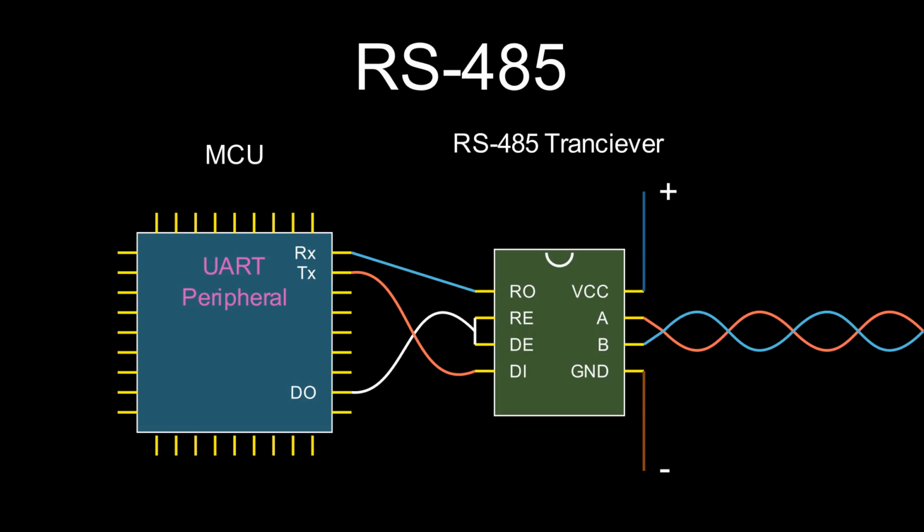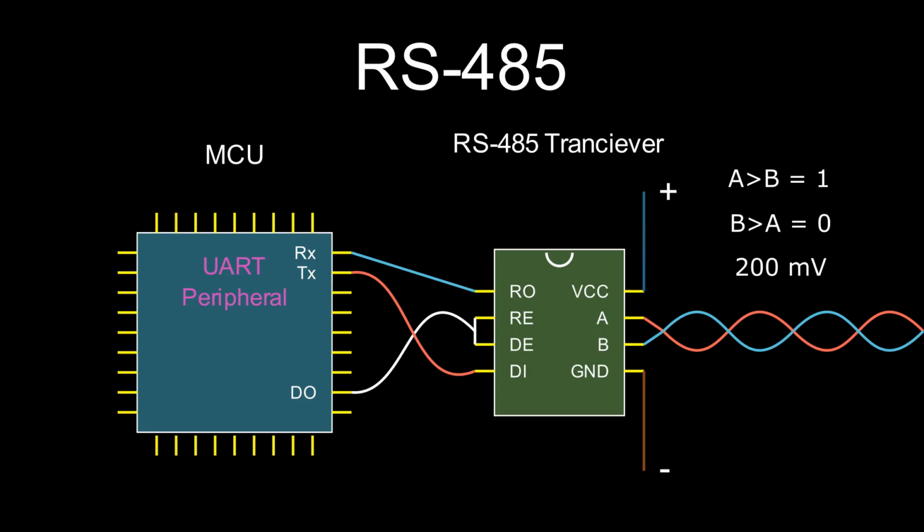A logical 1, also called high, is registered when the voltage on pin A is greater than the voltage on pin B. A logical 0, also called low, is registered when the voltage on pin B is greater than the voltage on pin A. Typically a 200 mV difference is required.